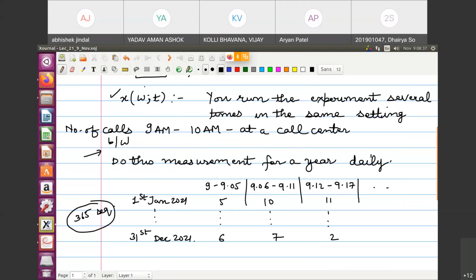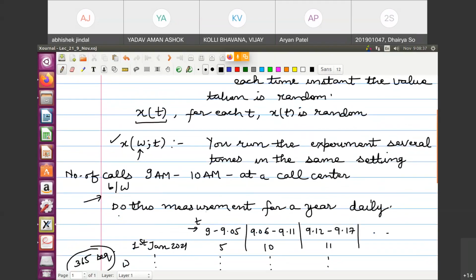Now this omega generally represents the different trials, and t varies like this. So this is t and this is omega. After performing the experiments several times, if you collect all possible x of t waveforms, then you can represent it by x of omega comma t. Omega represents the different trials of the experiment.